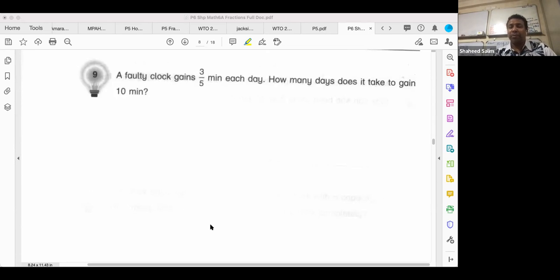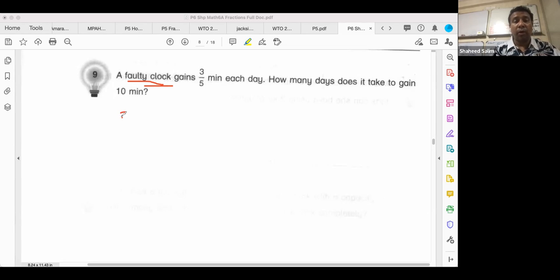Okay, we're gonna try. Some say 16, some say 16.2.5, some say 6. But do you understand the question? Okay, let us do one by one. You understand the question first. Faulty clock means this clock dah rosak, you know. Every day, what happens? The clock gains 3/5 minutes each day. That means it becomes faster by 3/5. Let's say now, the original time is 12 o'clock, but this one will be 12 o'clock and 3/5 minute. It's a little bit faster.